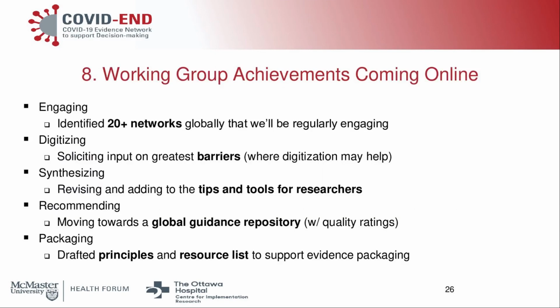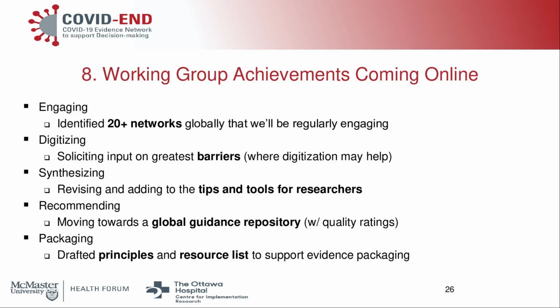So just in terms of some of the quick things that have come out. In the engaging group, we've identified more than 20 networks globally that are regularly supporting decision makers, and we've reached out to them initially to help develop what we're calling the COVID-19 community, where we can be sharing what we are doing to support decision makers within our networks, and to get as many organizations within those networks to be communicating regularly with each other, sharing lessons learned, tips, and hopefully coordinating eventually some of the activities.